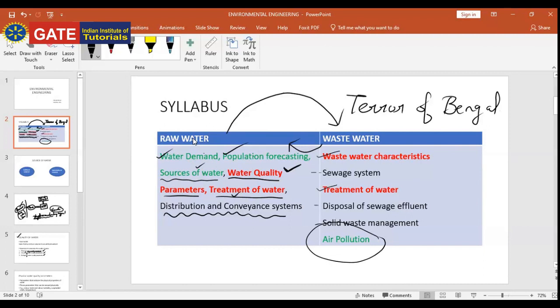Everything coming under the raw water system can be calculated or determined only based on the water quality parameter. So that is the reason why we will be studying the water quality parameters first. Got it? Any doubt in all these things which I have told you? Any doubt, children?